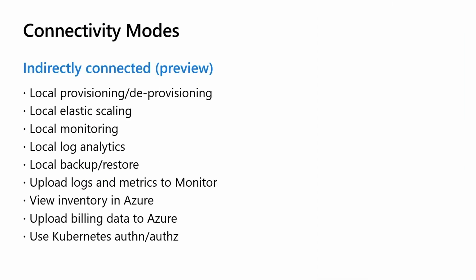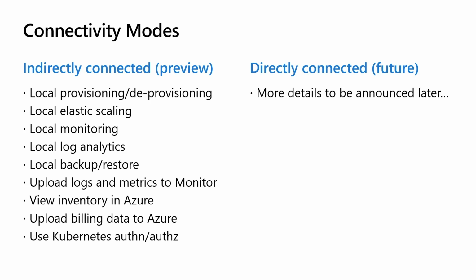In the indirectly connected mode, all the management capabilities are local. So you get local monitoring, local backup restore, local log analytics, local self-service provisioning. And you can use Kubernetes for authentication and authorization. And then you can optionally upload that data to Azure, so you can see it in the Azure portal. And then we'll have more details for you on the directly connected mode when that becomes available.